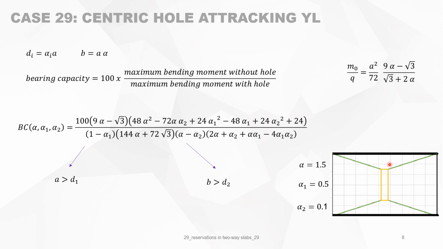An example: when you have a reservation in, for instance, a slab of 9 by, let's say, 6 meters, and you have a reservation like that, situated in the center with a width of 0.6 meters and a length of 3 meters. So it's quite a large reservation, but we will put it in this formula. We calculate the bearing capacity. You see it's 140. So it means that by making a reservation like that in the slab, you do not touch the original bearing capacity.